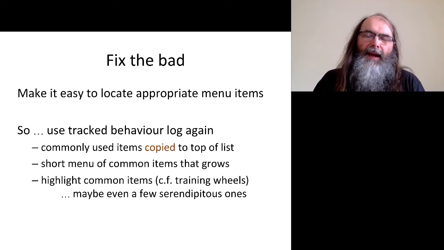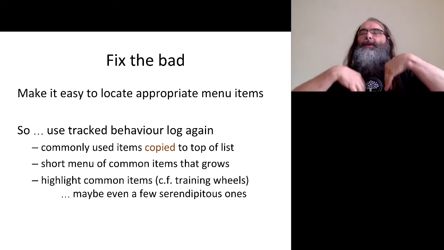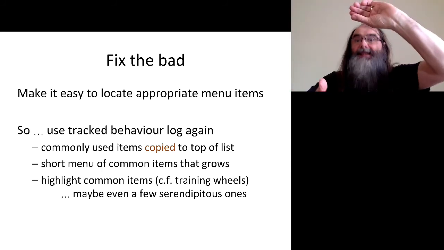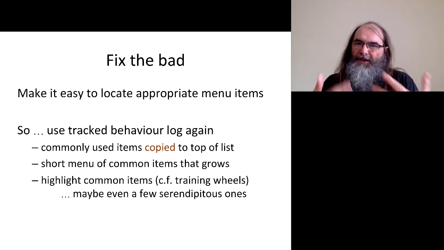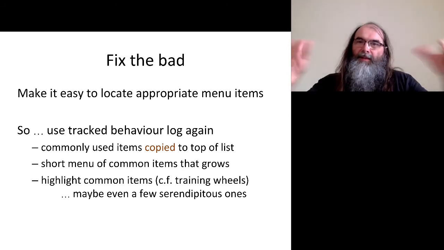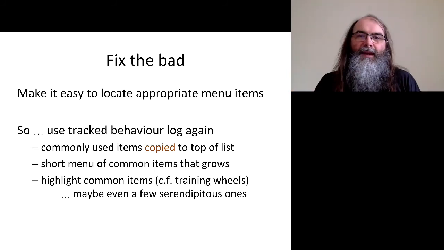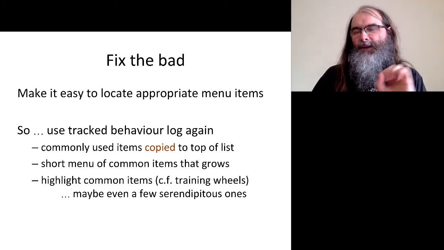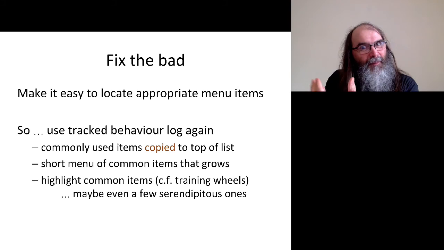In fact, there was a thing called training wheels many years ago, which was exactly about doing this for training people how to use a new system. You basically disable not just all the other items, but leave them in place. So imagine something like that, but instead of disabling things, everything's enabled, but I just highlight the things that you commonly use. And maybe, every so often, highlight a few serendipitous ones as well, just to give me a sort of edging of something that I might have missed.